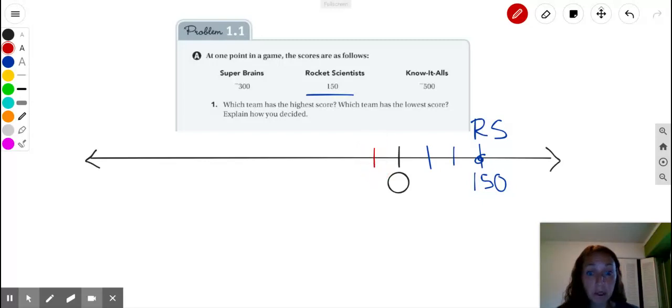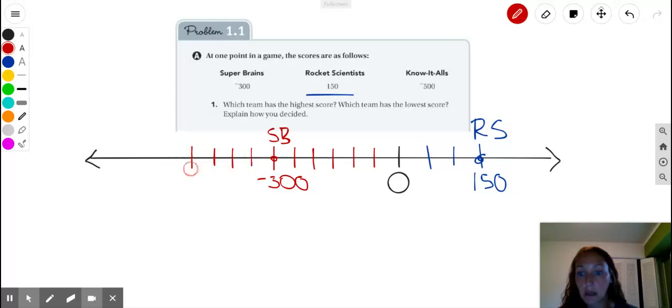So we would have here negative 50, negative 100, negative 150, negative 200, negative 250, negative 300. So here we have negative 300, which is the score that the Super Brains received at this point anyways. I'll label that SB for Super Brains, and I'll keep going until I get to the Know-It-Alls. Negative 350, negative 400, negative 450, and negative 500. That is the score that the Know-It-Alls currently have. Call them just K for Know-It-Alls.